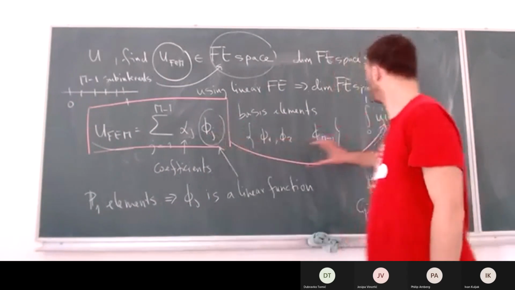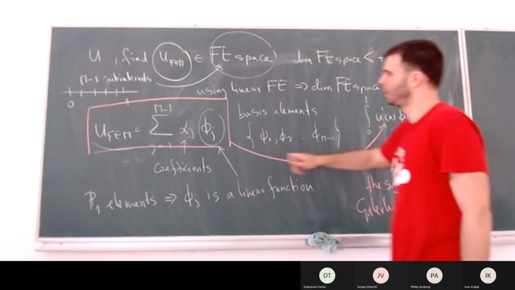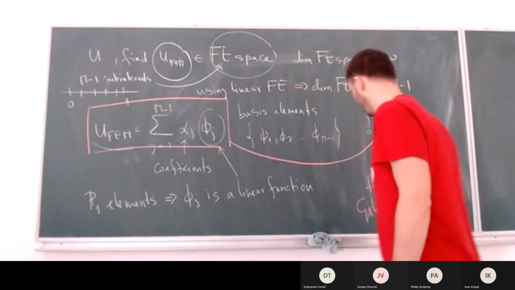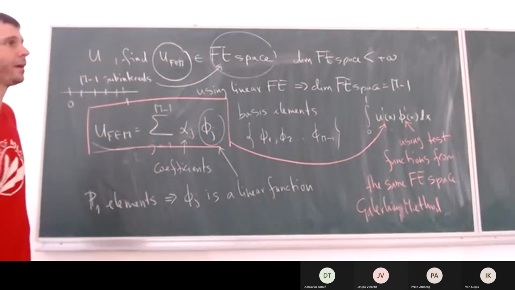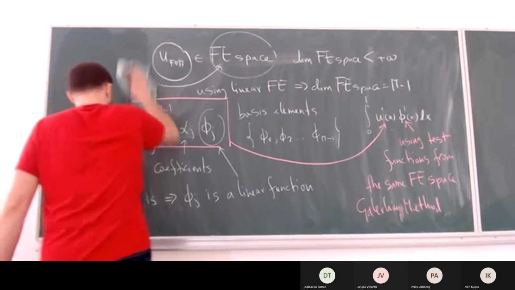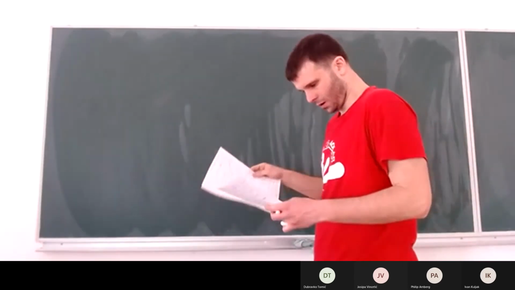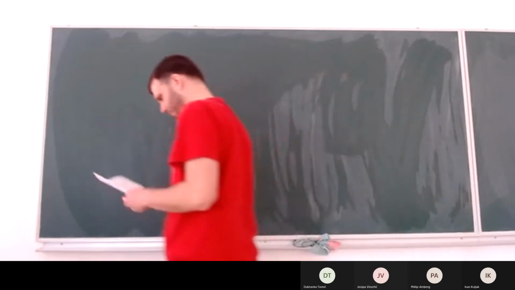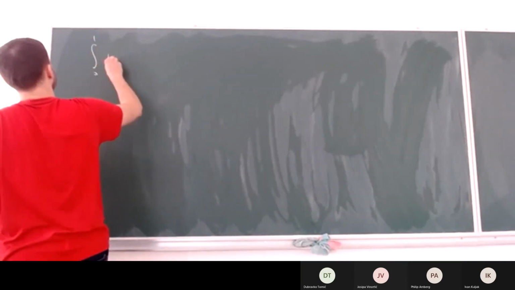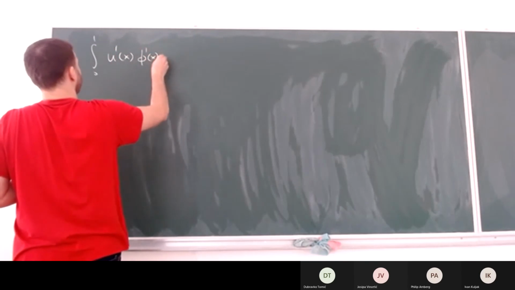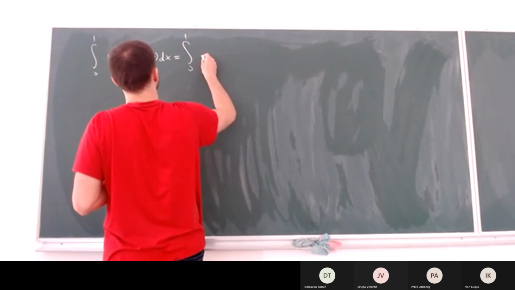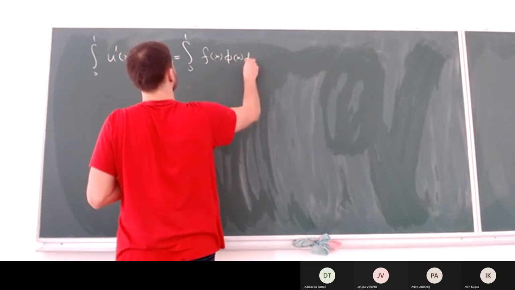Next step, put this inside and calculate the coefficients. Calculate the integral near your coefficient alpha j. Okay, so we have a couple more minutes before the break. I'll just do it on the blackboard and put this inside. So we have the integral from 0 to 1 of u prime of x, t prime of x dx equal to the integral from 0 to 1 of f of x, t of x dx.